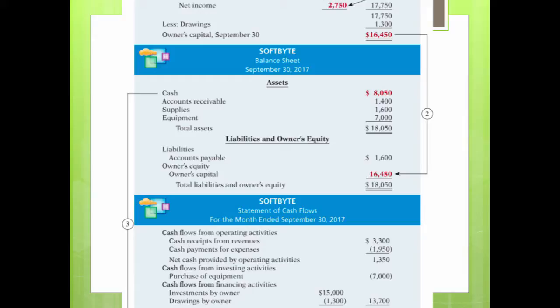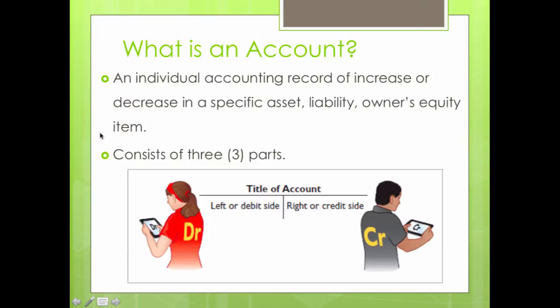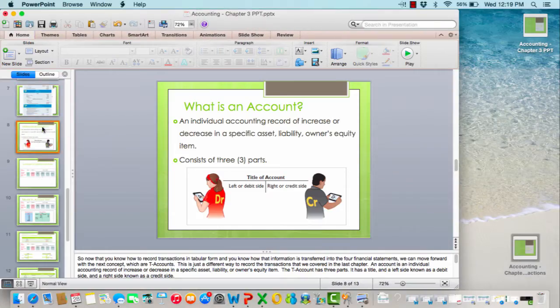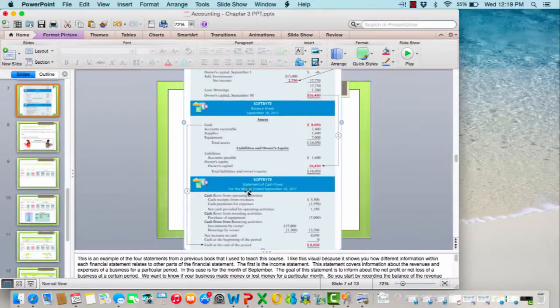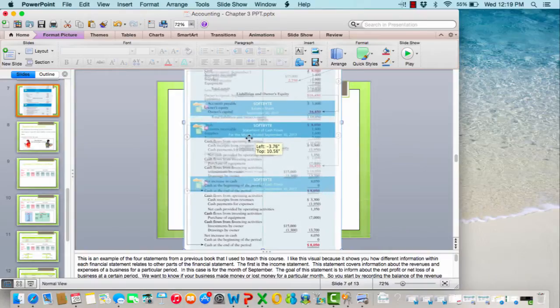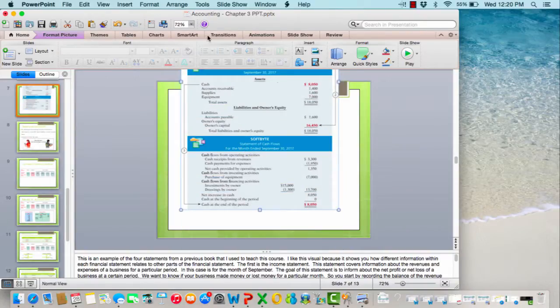So notice that the balance sheet is not for a period of time, but for a specific date. In this case, September 30th, 2017. The balance sheet is the only statement that is not for a period of time. It's for a specific day. Okay? Now let me exit again so I can move this visual up higher. I think that will be enough.